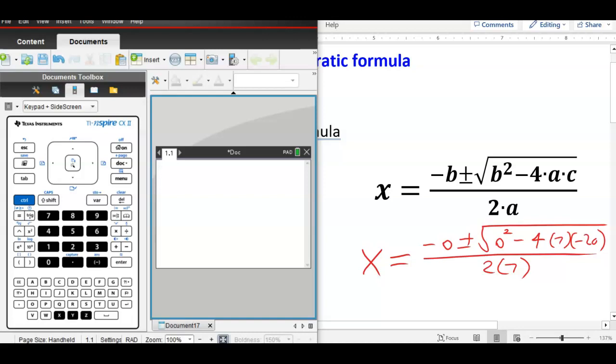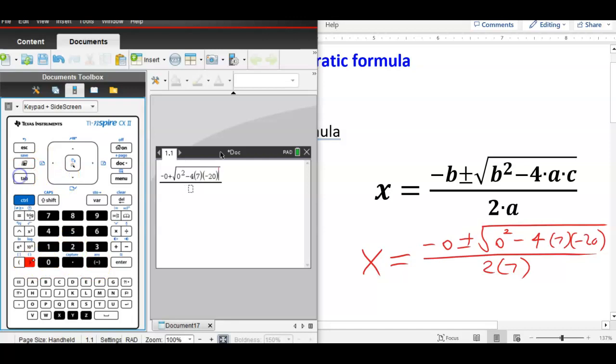So what would you press to make a fraction? Do you know how to make a fraction bar? What do you press? Control, divide. Now, usually there's not a 0 there, but we type it in, so negative 0, and we're going to put a plus sign first. Control x squared is the square root button. 0 squared minus 4 times 7 times negative 20 all over 2 times 7.